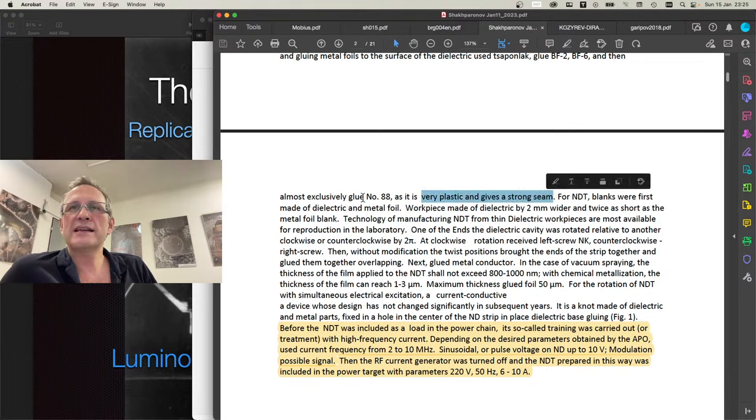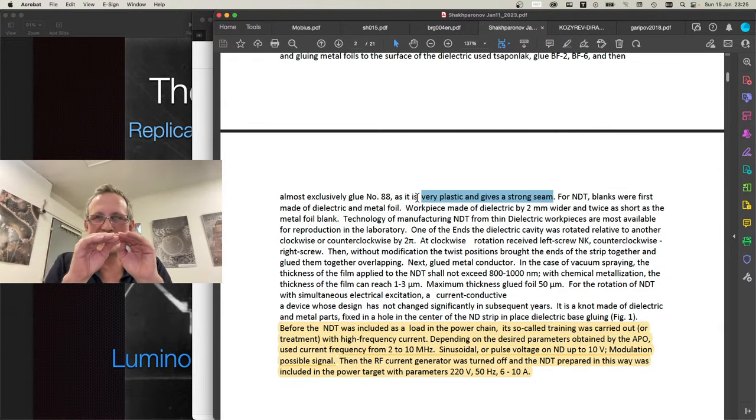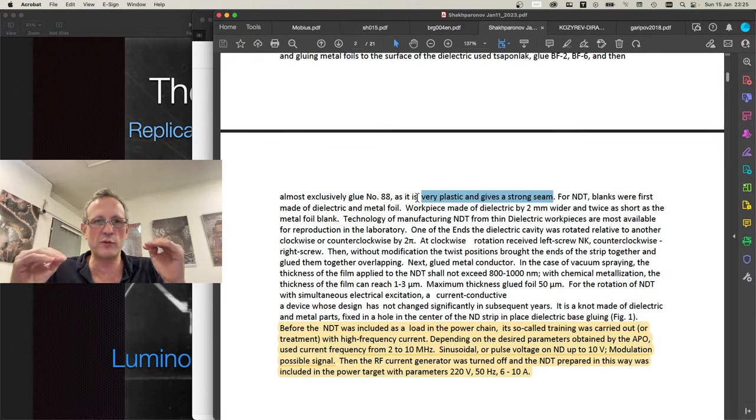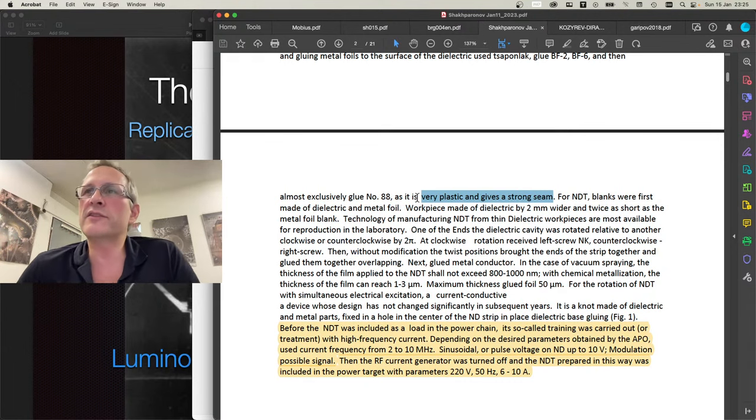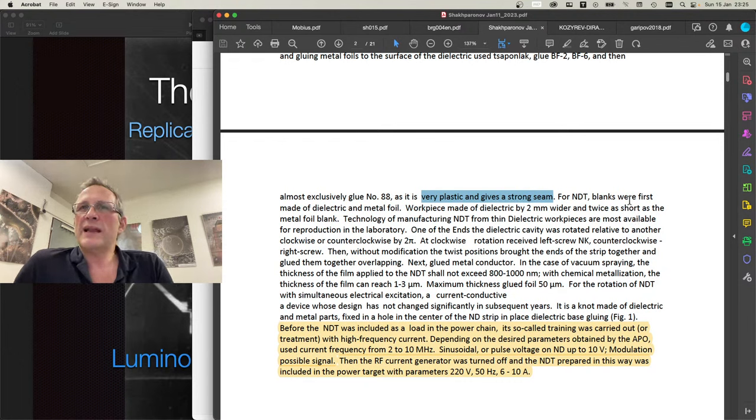So basically they're asking for something that is able to be bent, because obviously you're taking this strip and putting this metal on it, so you've got your dielectric, let's say your Kapton tape, you're putting your metal on it, and then you're bonding it to it. You want it to bond well, but to be flexible, so you can put it into Mobius strips, okay? Blanks were first made of dielectric and metal foil.